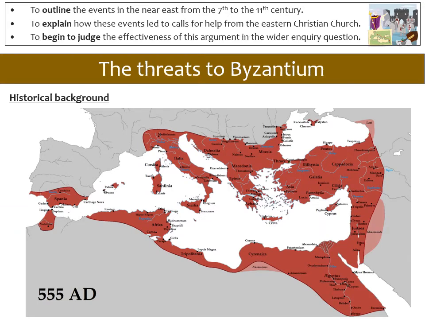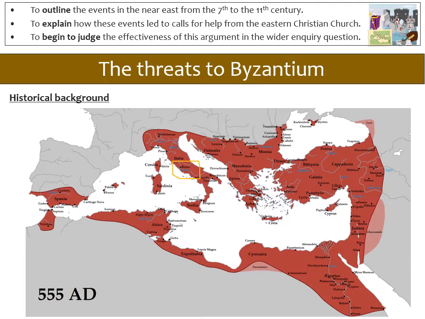The second argument that makes up this overall school of thought is about the threats to something called Byzantium. Now, the Byzantium Empire was an empire that remained after the collapse of the Roman Empire. So the Roman Empire, which is situated obviously around modern-day Italy and around its capital of Rome, disintegrates in the first few centuries AD. So there isn't a specific date where you can say that there's the collapse of the Roman Empire.